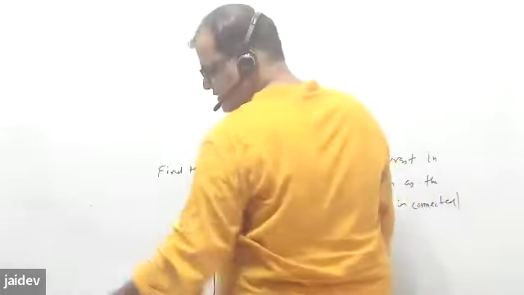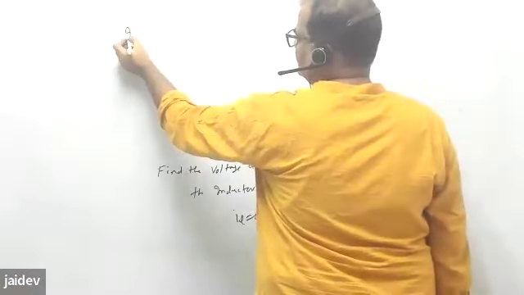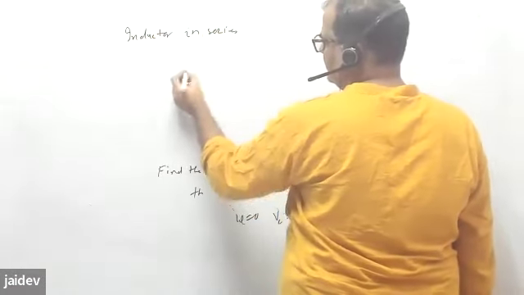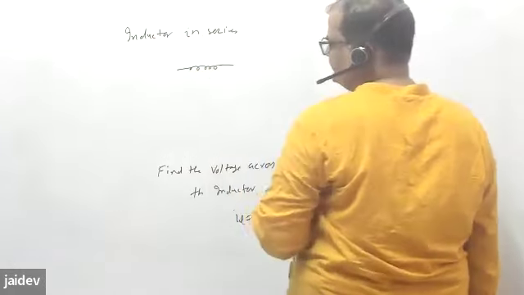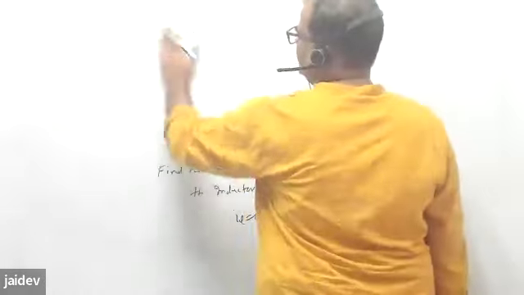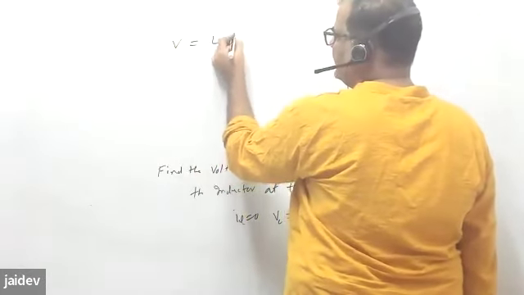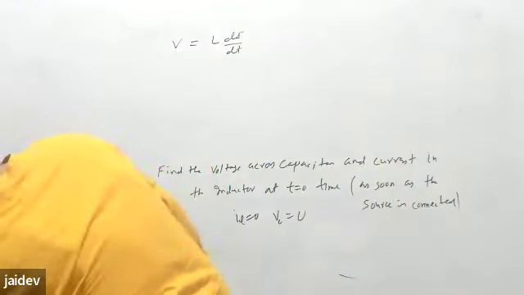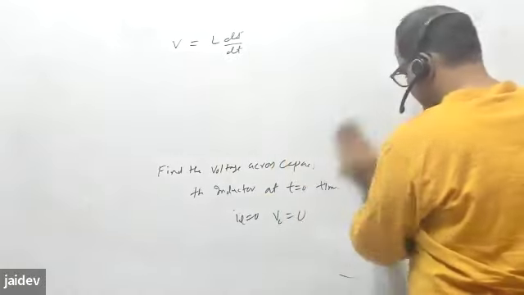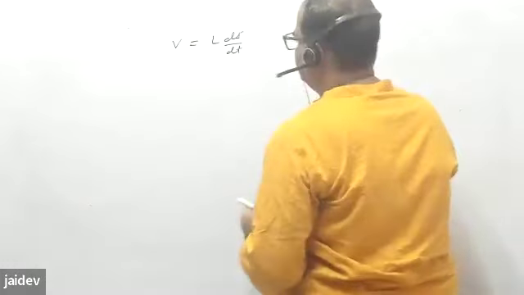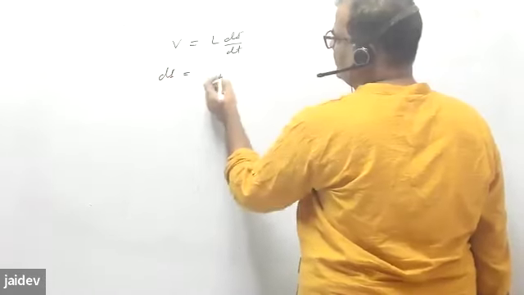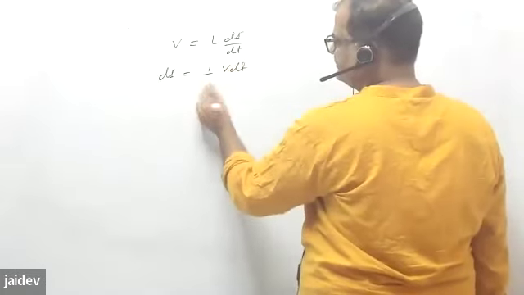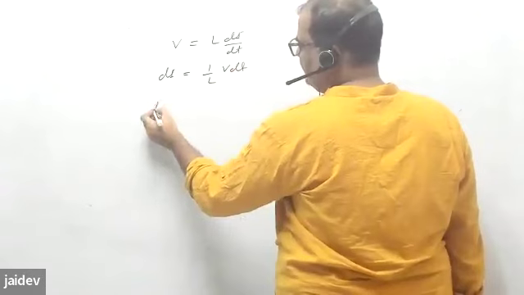Now what about the same thing if inductors are in series? Okay. One more formula I want to discuss. I just told you that V is equal to L di by dt. So current changes slowly in the inductor. If I want di, that will be 1 by L V dt. And my I will be what?